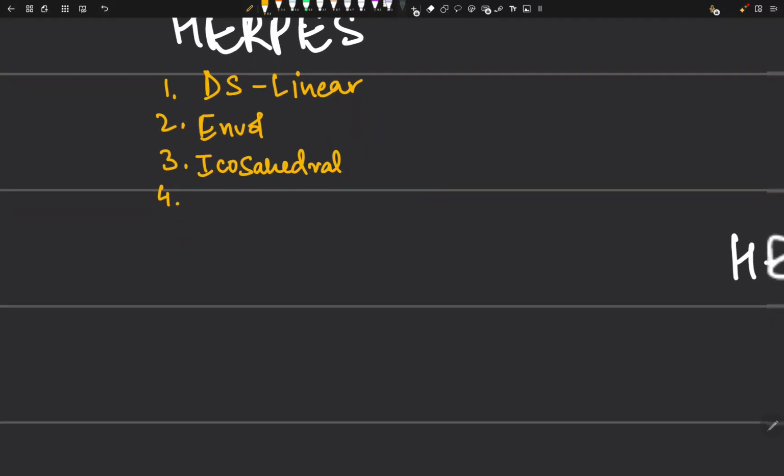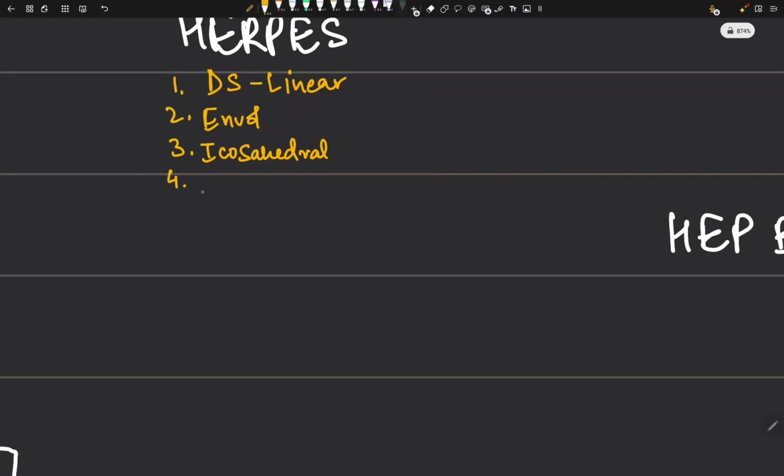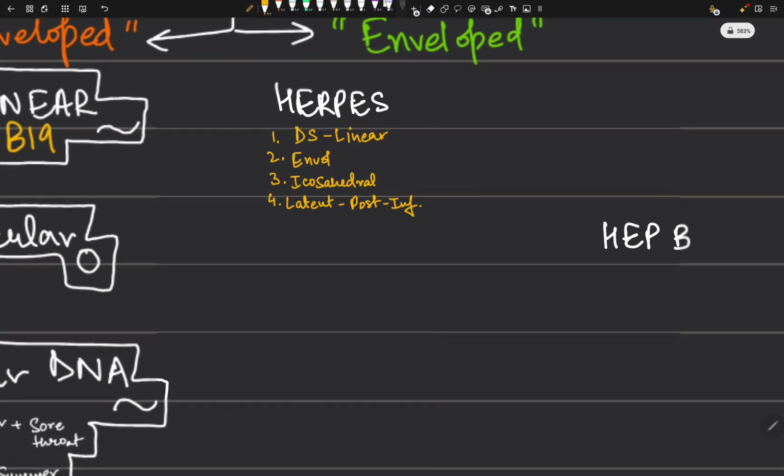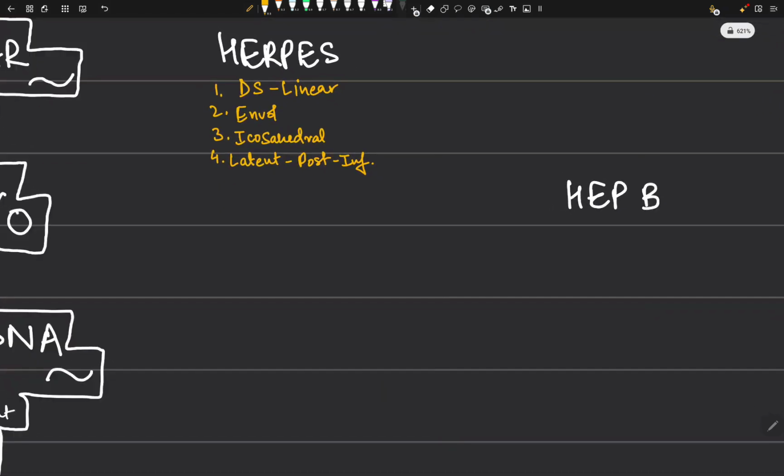Fourth one, they are latent. It means they are hidden after the infection. Latent post infection. Cool, they are very cool. Now we have a bunch of viruses in them, right? We have herpes simplex type 1, herpes simplex type 2, varicella zoster, Epstein-Barr, cytomegalovirus, human herpes 6, human herpes 7, HHV 6, 7, 8, right?